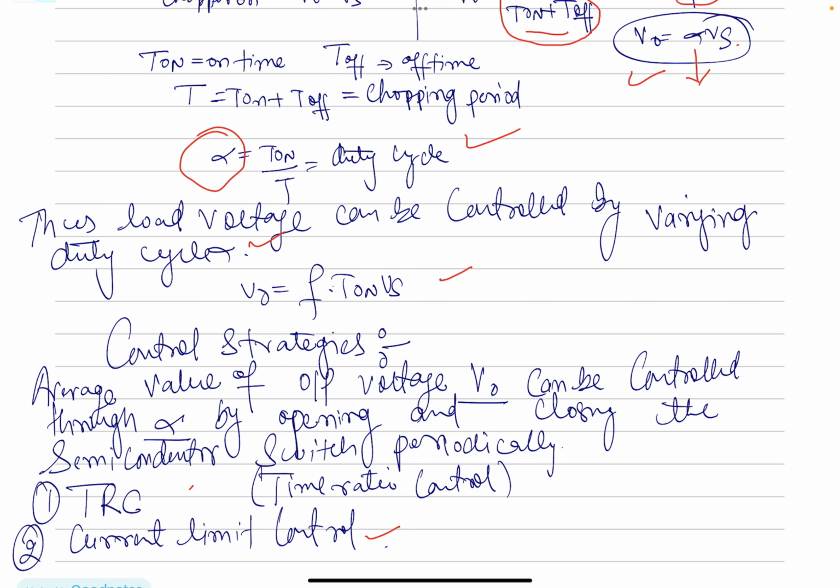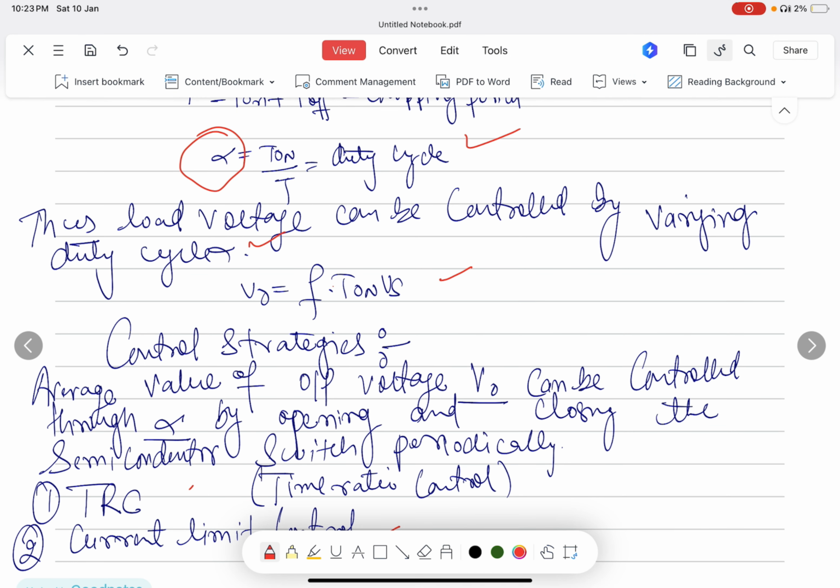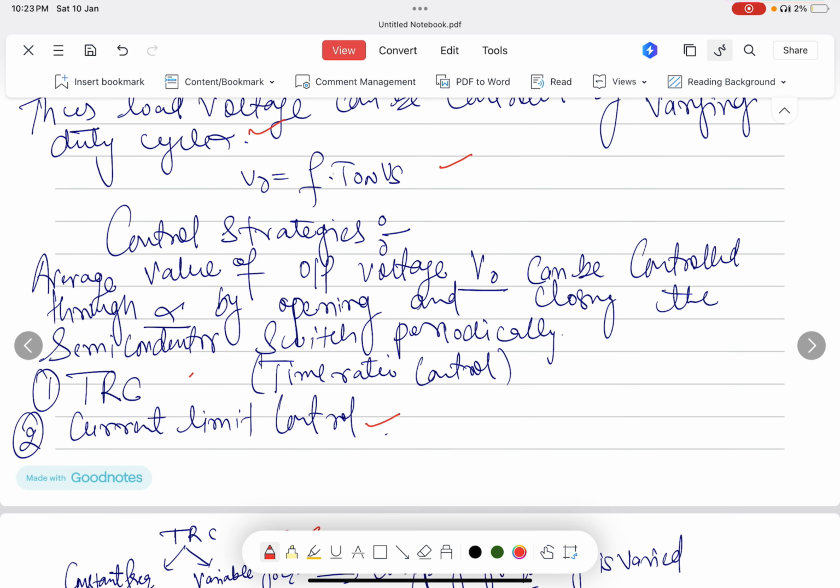Also, the load voltage can be controlled by varying the duty cycle alpha. So the output is equal to frequency times T on times the supply voltage. Today we will discuss the control strategies. So what are the strategies here? We know that the average value of the output V naught can be controlled by alpha, that means the duty cycle, by opening and closing the semiconductor switch periodically.